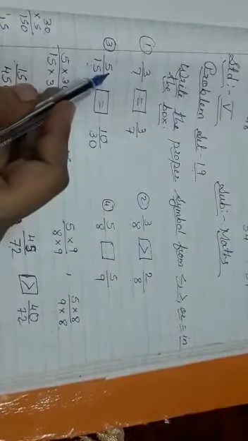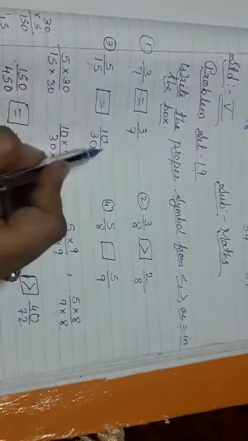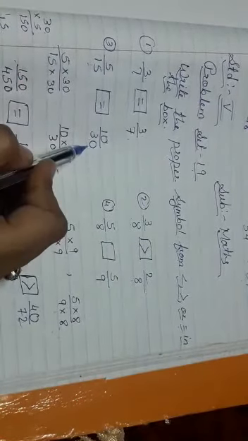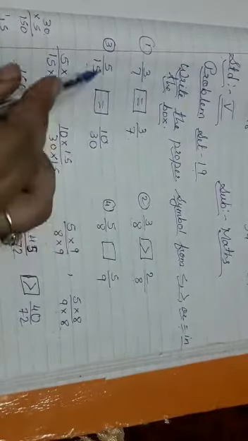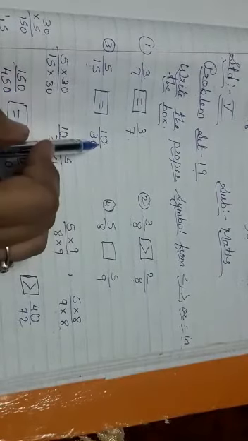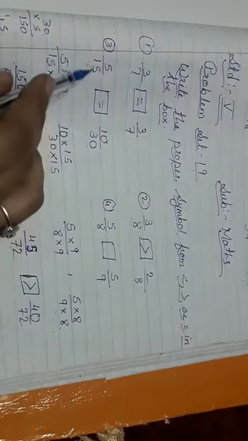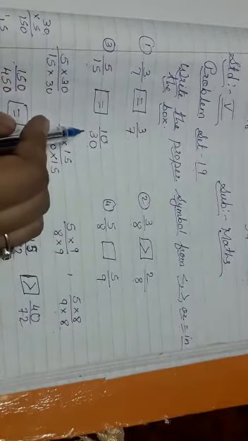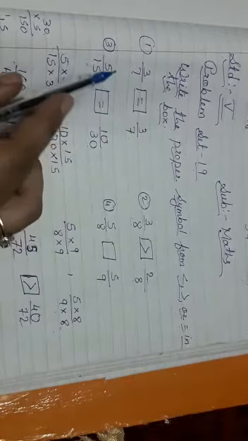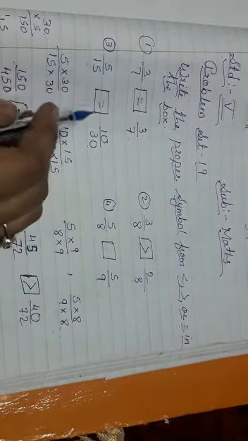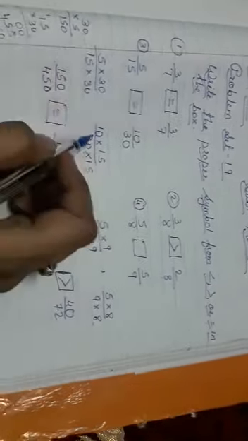Now see the third one, 5 upon 15 and 10 upon 30. Now both denominators are different and the numerators are also different. So how will you take it out? You will interchange the denominators and make the denominators equal, which we have done already in problem set 18. Same way we will do here also.